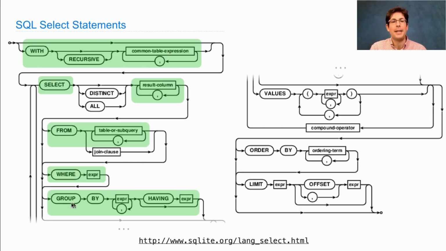So you can see, if you say group, you must say by, and then you can separate multiple expressions by commas, you can say having and an expression, or you can skip the having clause entirely. Okay, now we're down here.